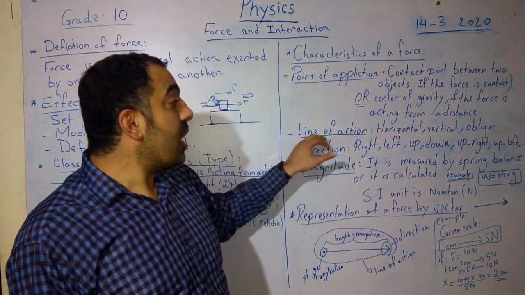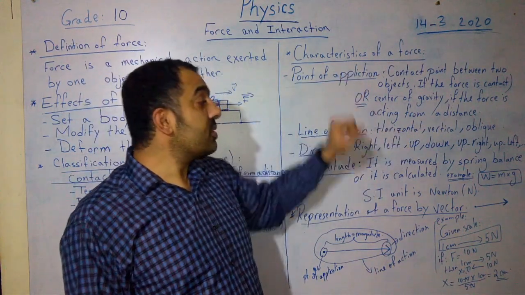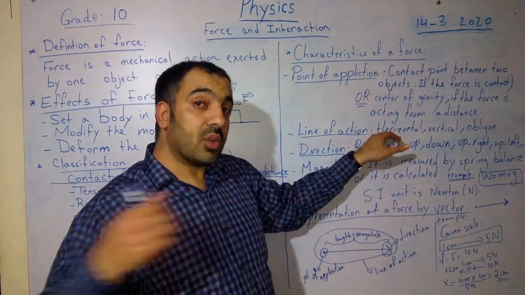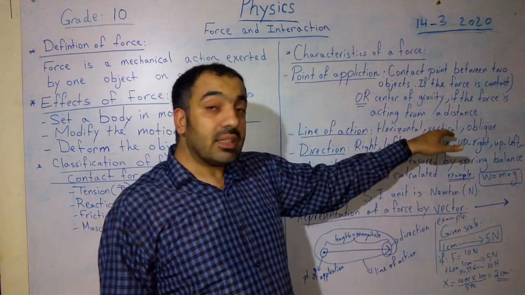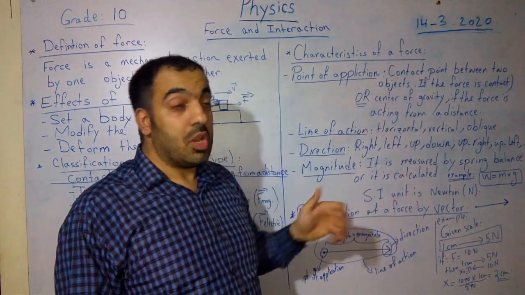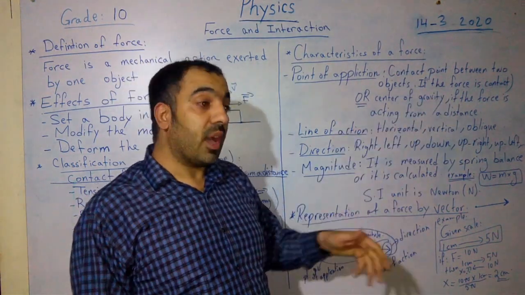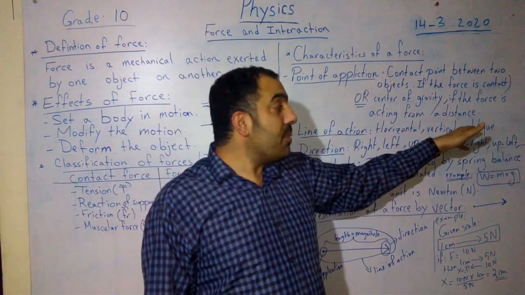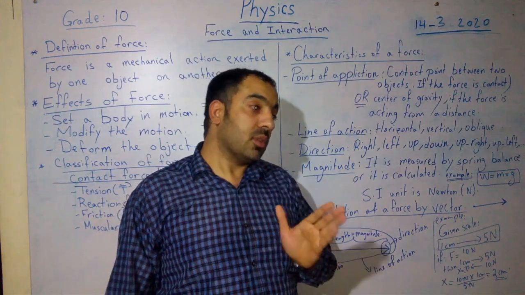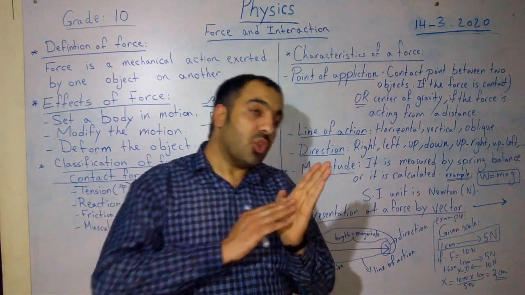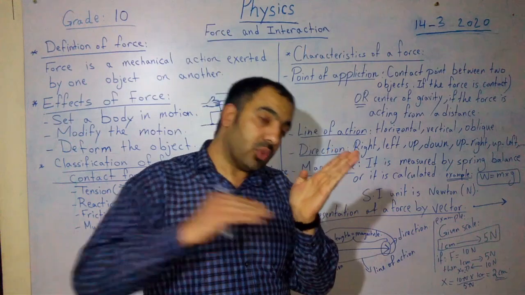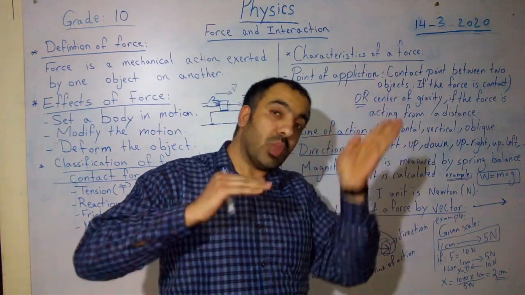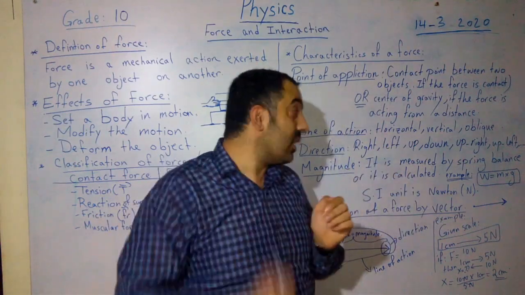Okay? The line of action of the force may be horizontal. The force acts on a horizontal line or a vertical line, like weight. The line of action of the weight is vertical. Or maybe an oblique force: the force has a line of action that is oblique, not horizontal and not vertical, but between the horizontal and vertical.